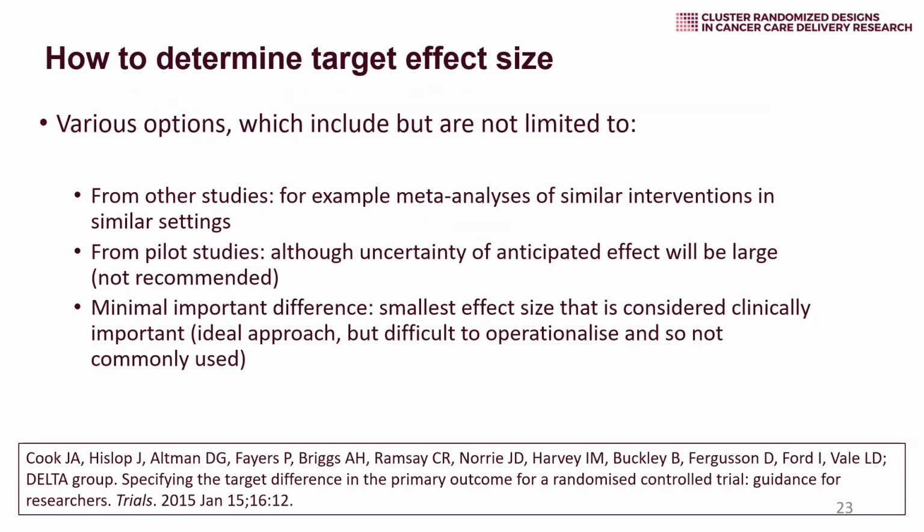One thing that we haven't considered so far is how do we determine this target effect size, this difference that we're trying to detect. There are various options, and these are not limited to but include other studies. For example, a meta-analysis of similar interventions in similar settings might give us some hint at what sort of effect size we might expect. Pilot studies are sometimes used, although the uncertainty of any anticipated effect from a pilot study is often large. This is not typically a recommended approach.